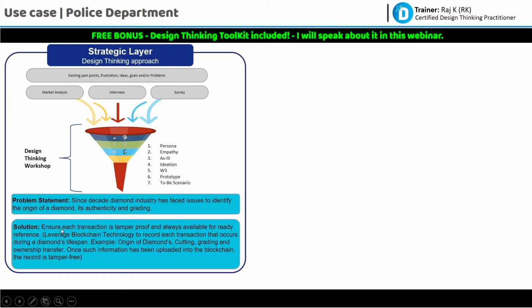So the solution was to ensure there's a transaction, right? Each transaction is a tamper-proof transaction and always available for ready reference. The simple solution was, can we not have a transaction that cannot be tampered with, and is always readily available for reference, so that if you take a diamond, you completely know end to end where the mining happened, till cutting, grading, who all brought it, right? So that was a simple idea. That is what they wanted as an outcome of this workshop. If we do this, we'll be good.